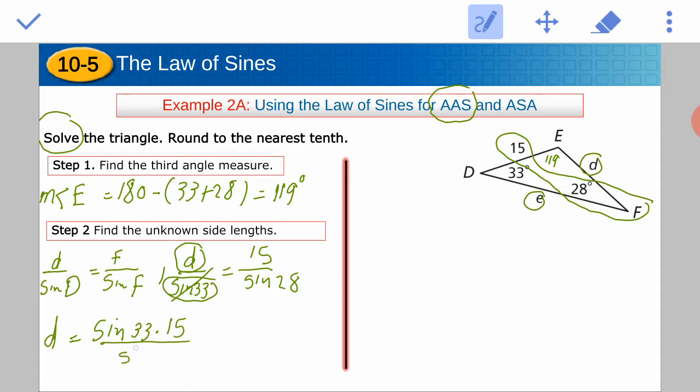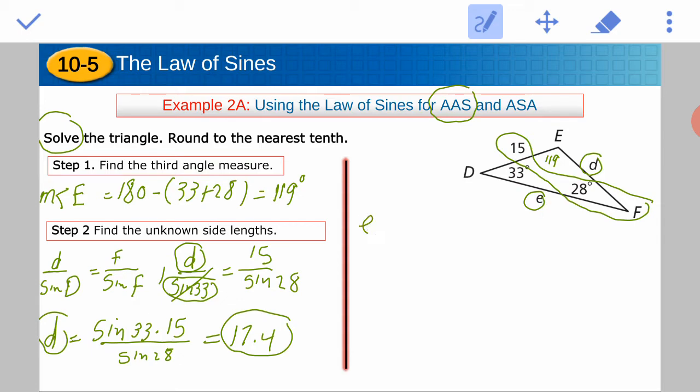everything over sine 28. If you put all this information in your calculator, you will get the length of side D, and it's going to be 17.4. If you round your answer to the nearest tenth, you will have 17.4. Guys, one more side is missing, side E.